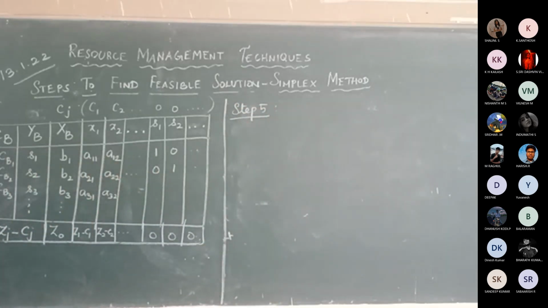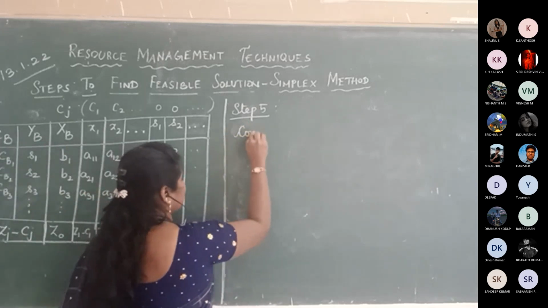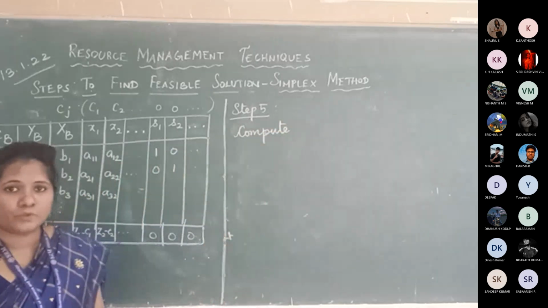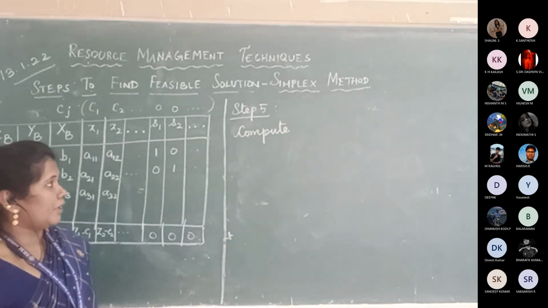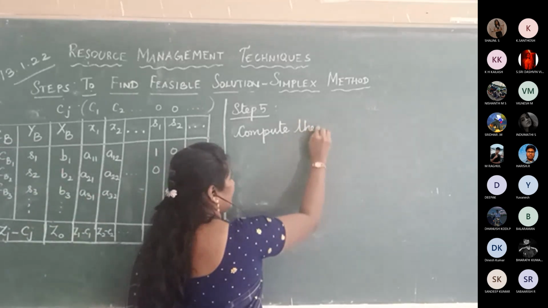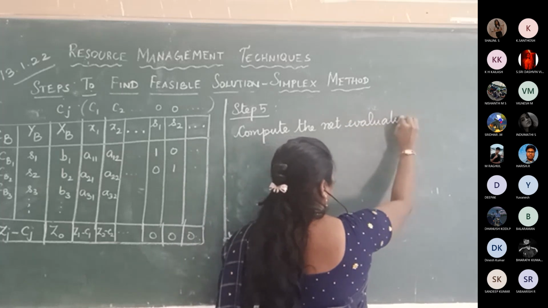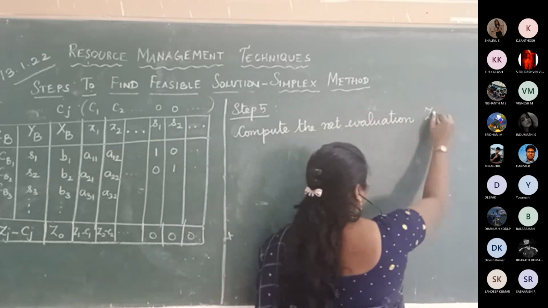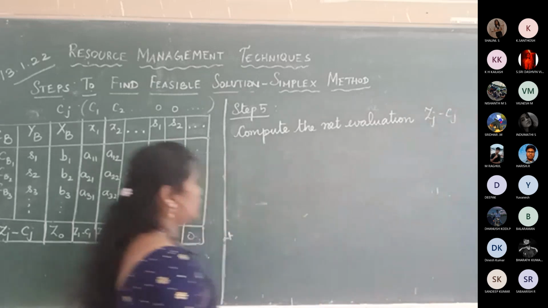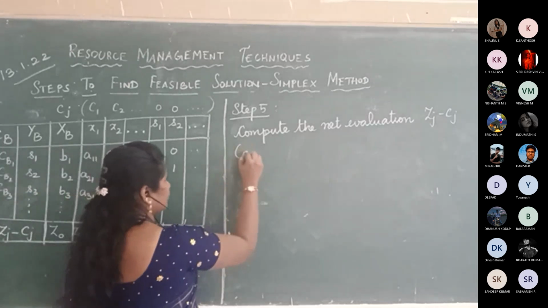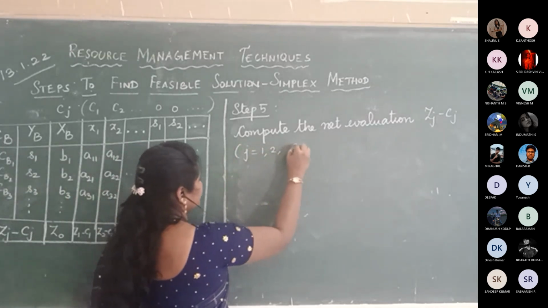Step 5: compute the net evaluation. Now we are going to do that net evaluation. What is that? Zj minus Cj. With that only we have to conclude. That is what you're going to find out in step 5. Compute the net evaluation Zj minus Cj, where j is equal to 1 to n.